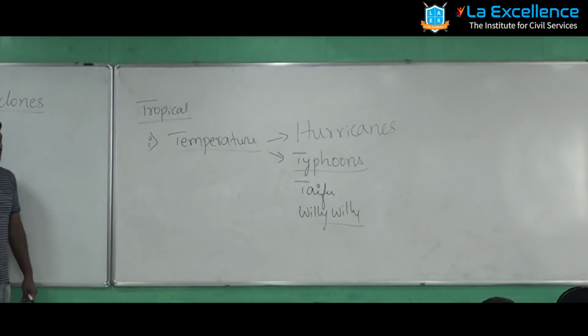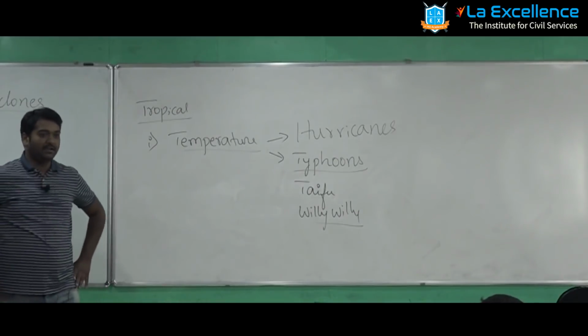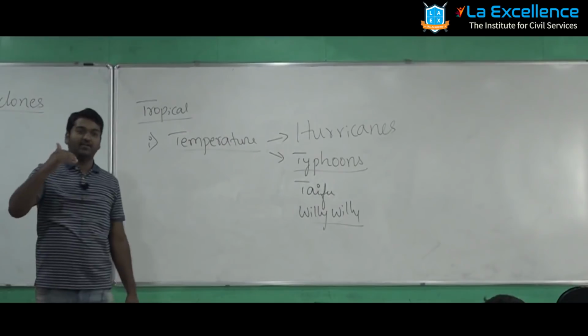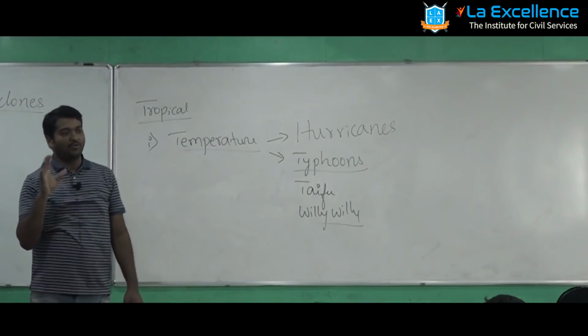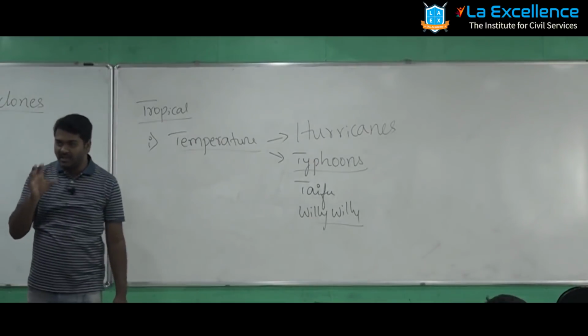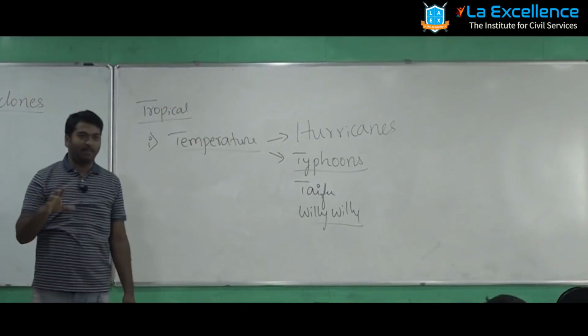Is there any other basis for the formation of cyclones? Coriolis force. And you know Coriolis force is there above the equator anywhere. That is 10 degrees north, 10 degrees south. Anywhere you go above and below, you have Coriolis force. And that is the reason you also say that cyclones are absent in the equatorial part.